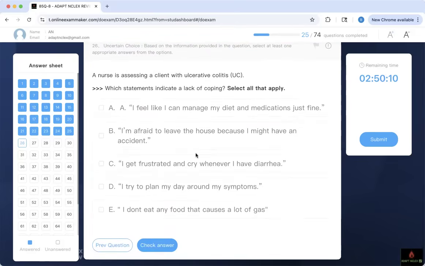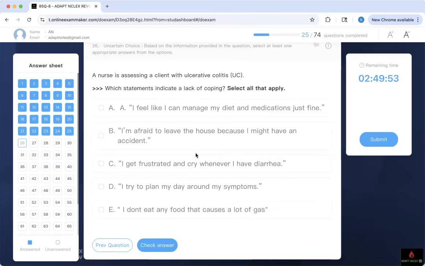And this is assessing a client with ulcerative colitis. Which statement indicates a lack of coping? Once again, we saw coping in the side questions on the case study. Coping means you're not following treatment, they're arguing, basically making excuses.